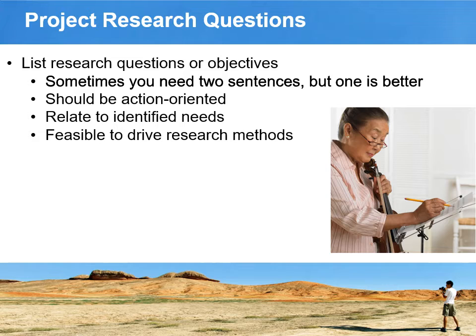Project research questions. So list research questions or objectives. Oftentimes this is short and just one sentence, clear, concise, and to the point. You don't really need to add a lot of fluff here, but it should be action-oriented, relate to needs that you identified in your introduction, and make the transition to your methods section. It connects your introduction to the methods, and really is the power sentence of where you want to focus, what your research is really attempting to address.